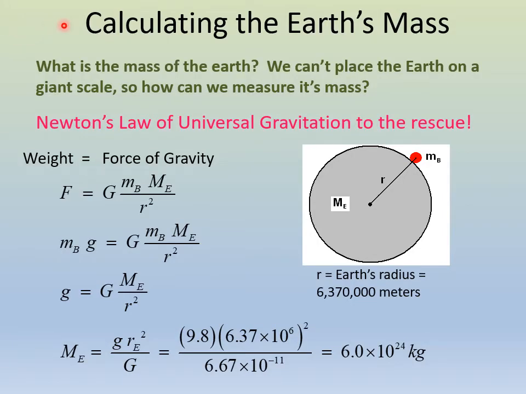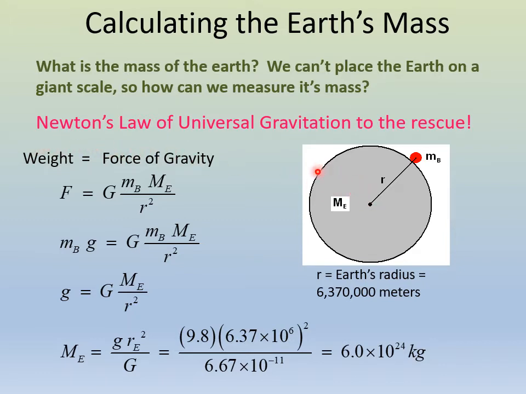A really useful application of Newton's law of universal gravitation is calculating the Earth's mass. People always wondered, what is the mass of the Earth? And obviously we can't place the Earth on a big scale to measure its mass, so we have to measure the mass indirectly. So we can precisely measure Earth's mass indirectly by using Newton's law of universal gravitation. So how do we do this? Well, remember that the force of gravity is what we call weight.